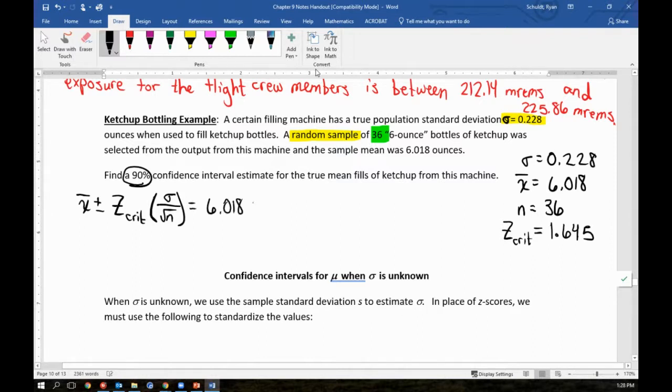0.018 plus or minus 0.645, 8, 36. When you do your error bound, you type that in the calculator, what do you get to 3 decimal places? Just the bound.